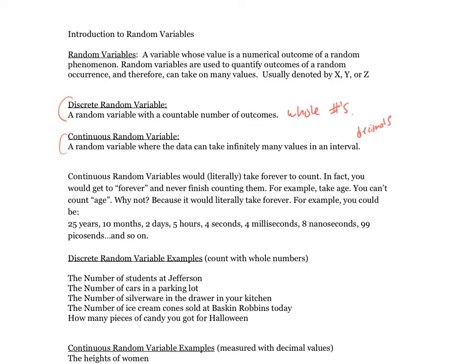Continuous random variables would literally take forever to count. In fact, you would get to forever and never finish counting them. For example, take age. You can't count age. Why not? Because it would literally take forever. For example, you could be 25 years, 10 months, 2 days, 5 hours, 4 seconds, 4 milliseconds, 8 nanoseconds, 99 picoseconds, and so on. So that would be a huge decimal. So continuous random variables would take forever to count.